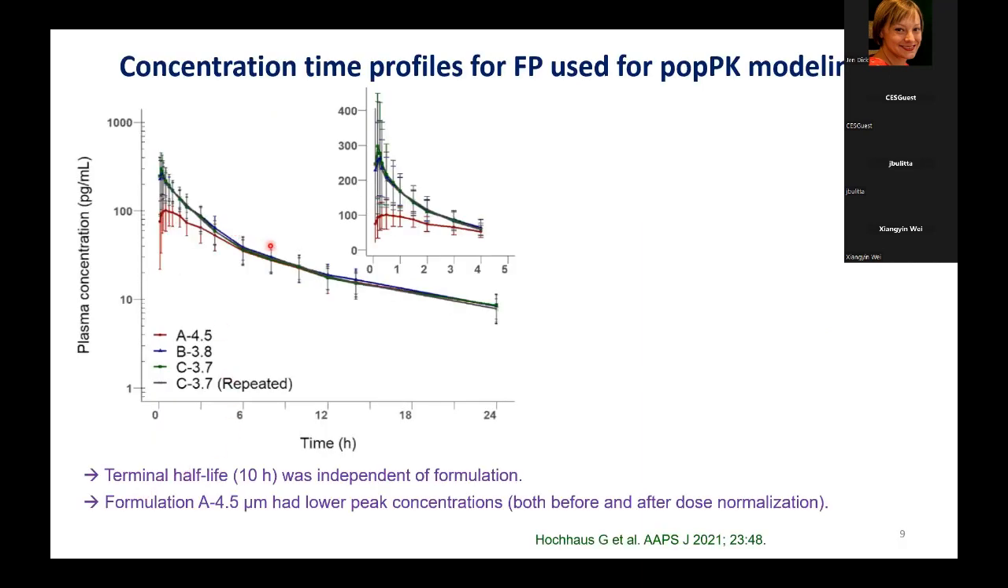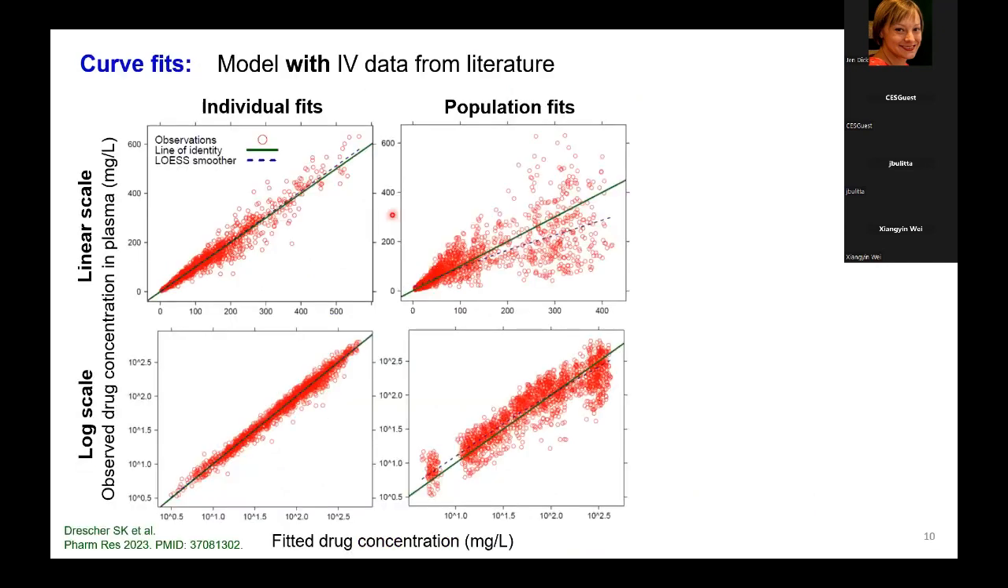So, as Dr. Feng has already kindly shown, the 3 formulations here had nearly identical terminal phases, so the half-life was identical and independent of the formulation, 10 hours. But formulation A, this is before dose normalization, has clearly lower peak concentrations and also lower areas under the curve. So this was very informative data. Then we performed a population PK analysis, and this is the scenario which we published, where we did implement IV reference data from the literature.